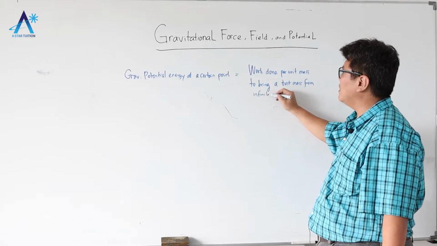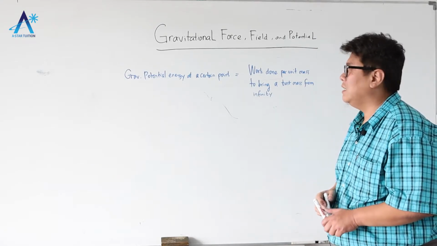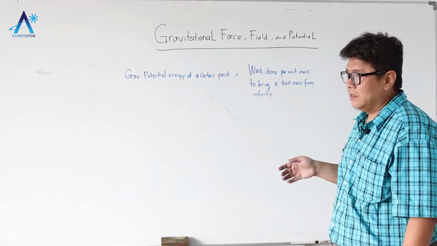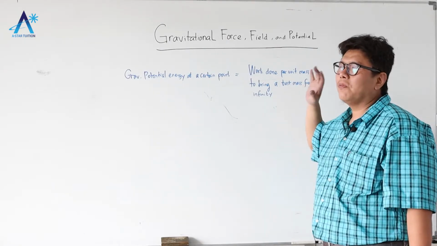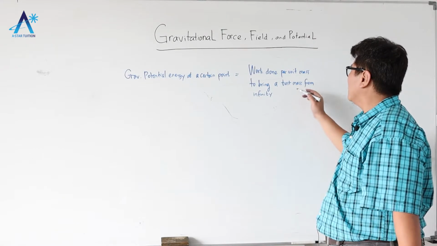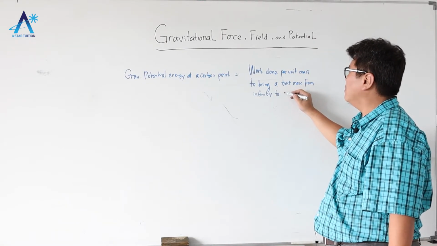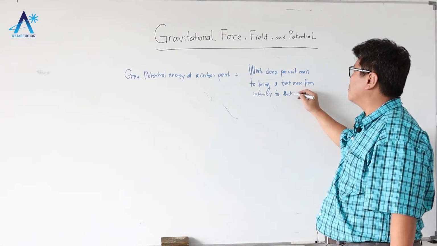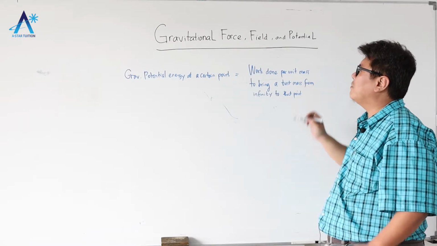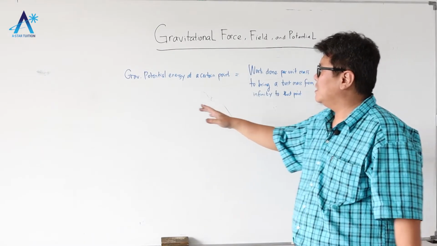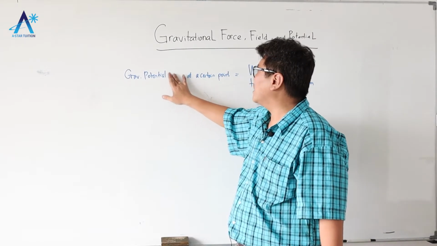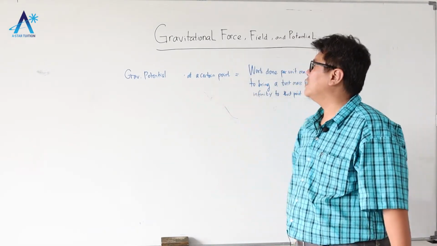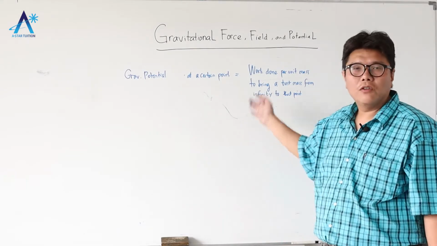Infinity is actually defined as any location in which GPE, gravitational potential energy, is zero, so a far away distance. Yeah? Test mass from infinity to that point. So it's a function of... I'm sorry, this is not gravitational potential energy, this is gravitational potential. Yeah. So gravitational potential is a function of location.